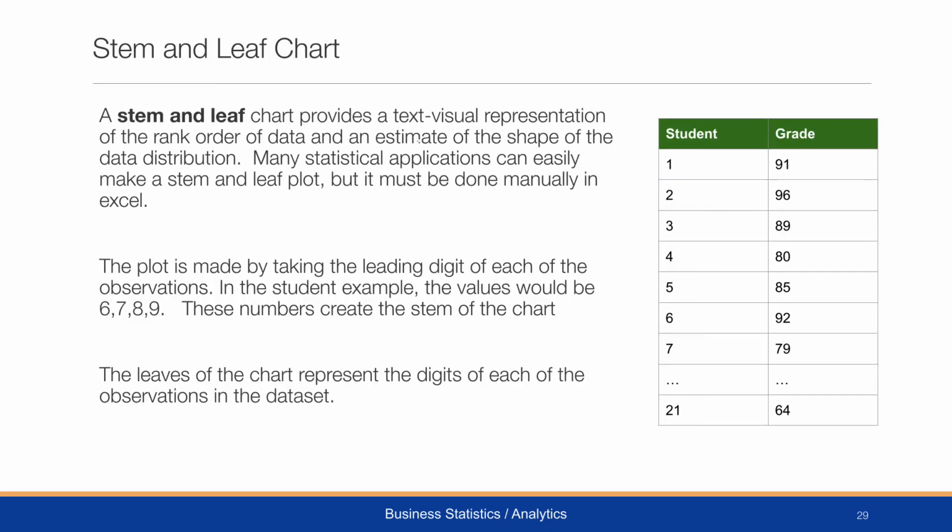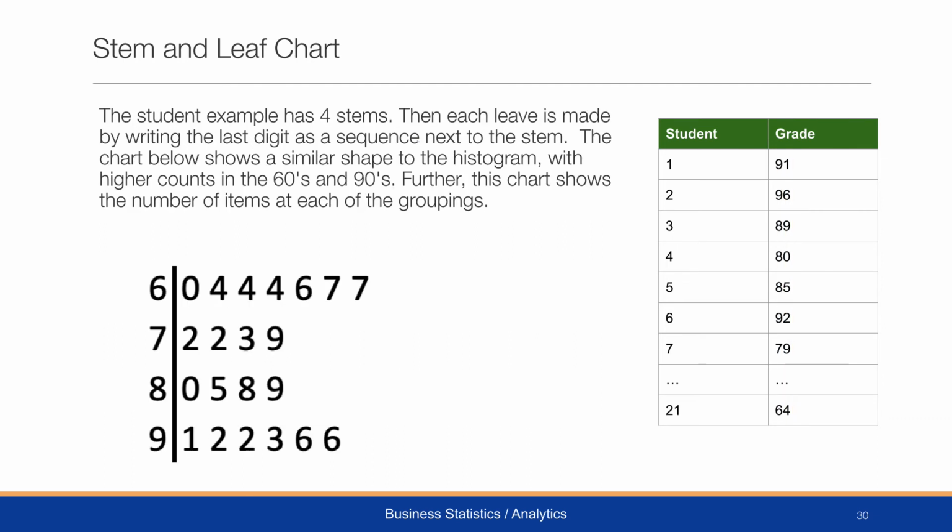Now, a stem and leaf chart is an older text visualization of data. It represents the data in rank order, and many statistical applications can make a stem and leaf plot, but you got to do this manually if you're going to do it in Excel. The plot is made by taking the leading digit of each of the observations. So in the student example here, we have the numbers 6, 7, 8, 9. These numbers create the stem of the chart. And the leaves of the chart represent the other digit at the end, representing each of the observations in the data set. So we're going to split this out, and we have 60s, 70s, 80s, and 90s.